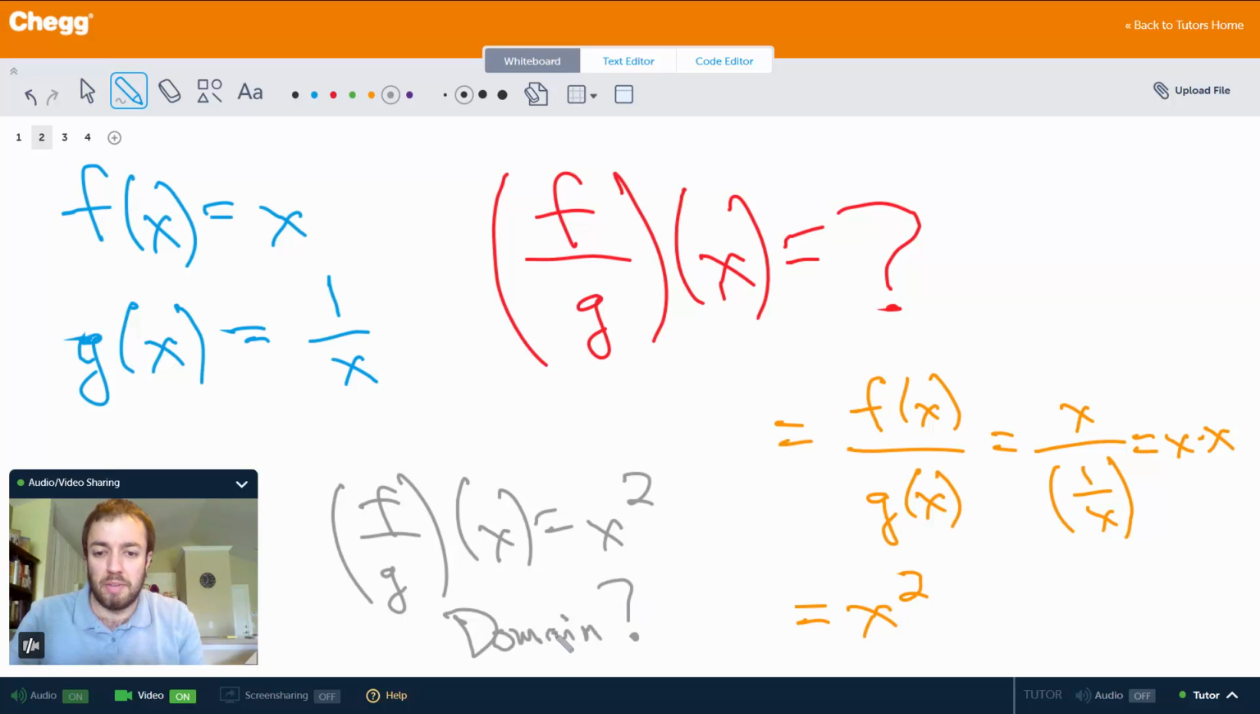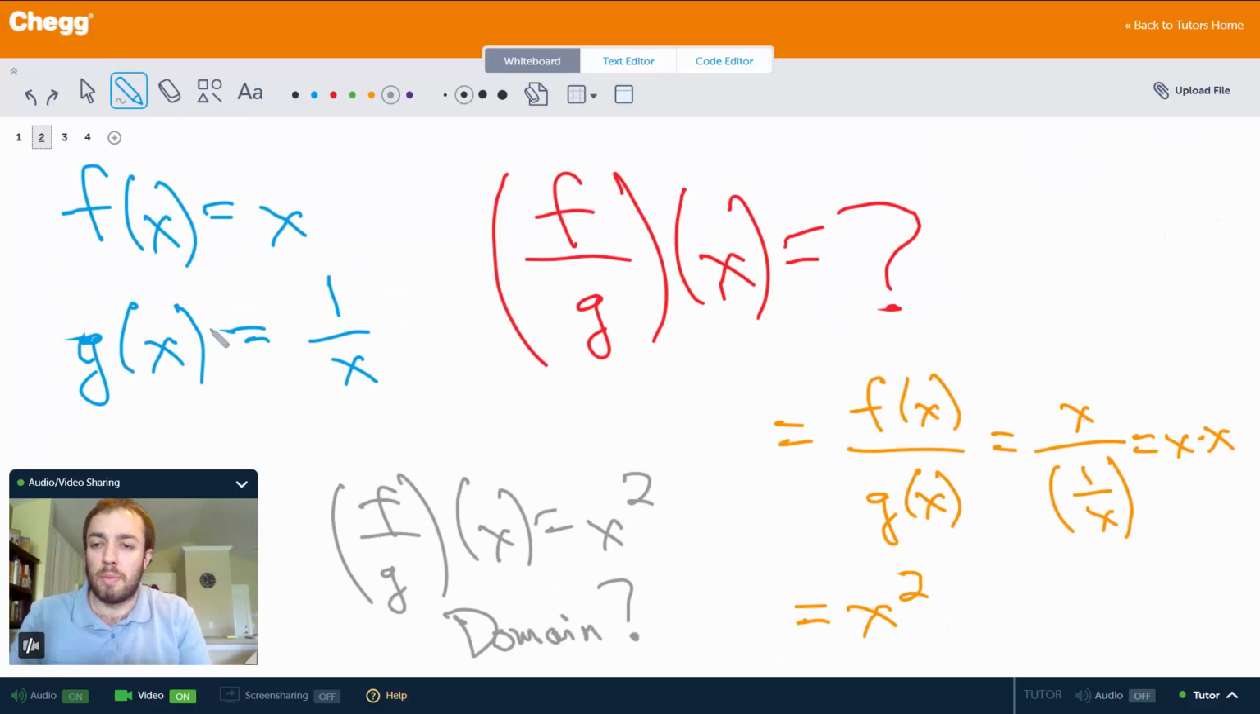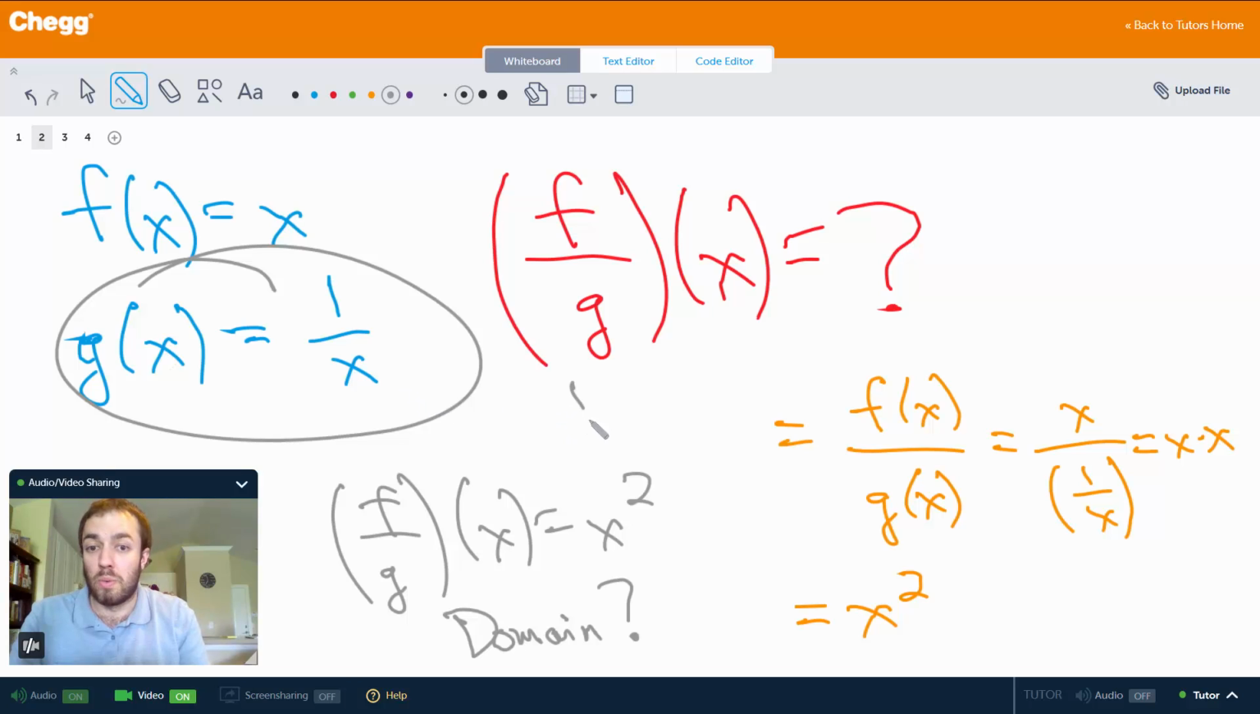Now, we want to be very, very careful, because we might be tempted to just look at this and say, oh, it's just plain old x squared, so the domain is going to be all real numbers. And that's not quite right, because remember, the domain of f divided by g is the same as S intersect T, with the additional restriction that g of x cannot be 0, because we're dividing by g of x. Can g of x ever be 0? Well, no, 1 over x is never equal to 0 for any x, so that's not the issue.